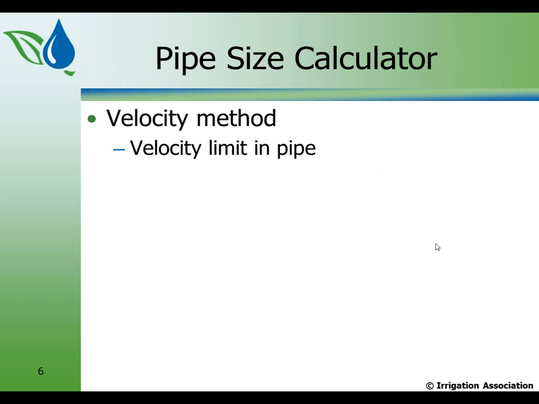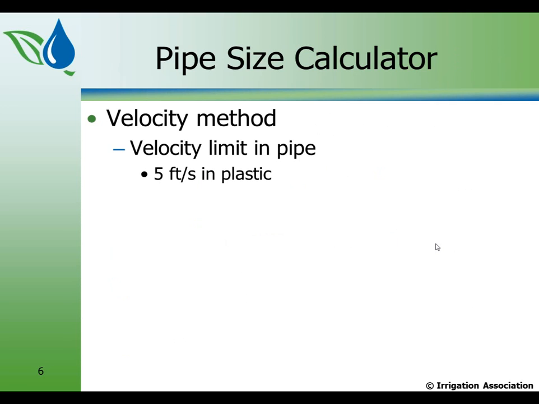In the velocity method, there is a velocity limit in pipes, and the velocity limits are derived based on the potential effects of water hammer. And water hammer is the phenomenon that occurs when you rapidly stop water, usually as a result of closing a valve too quickly. And it can damage or burst the pipe.